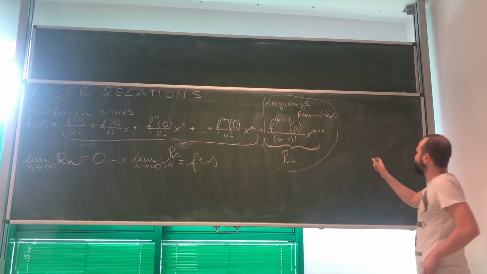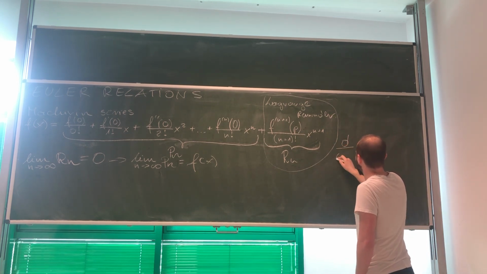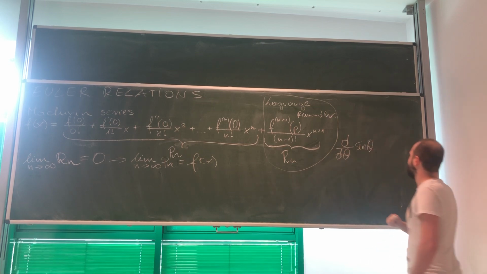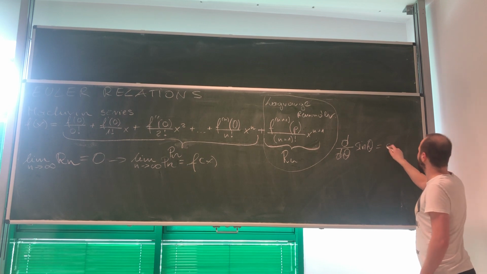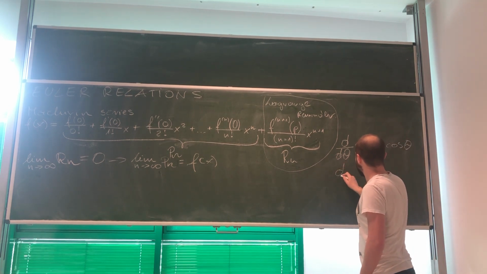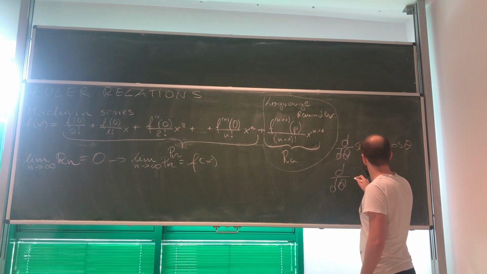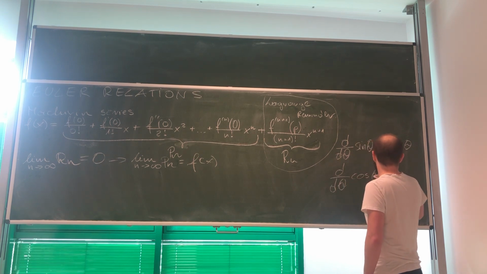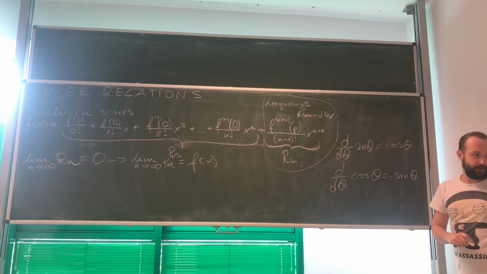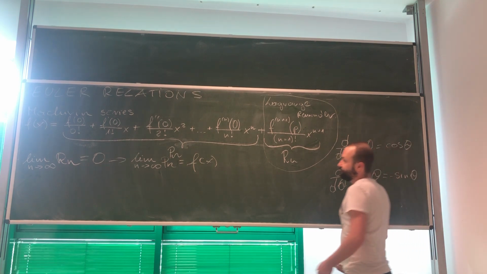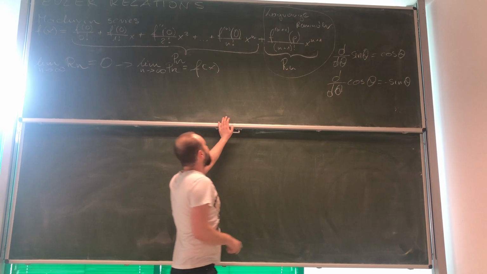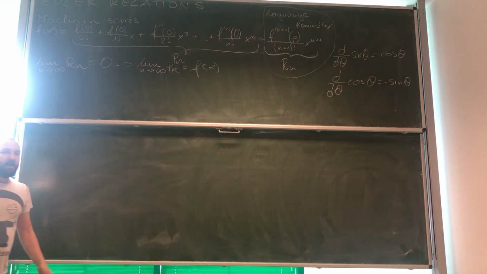I just want to remind you from the last video that if I differentiate sine theta, I'm getting cosine theta. And if I differentiate cosine theta, I'm going to get negative sine theta. Okay, so what does this imply to us?